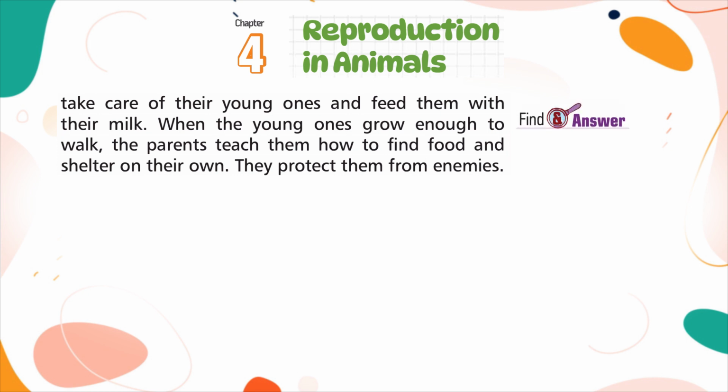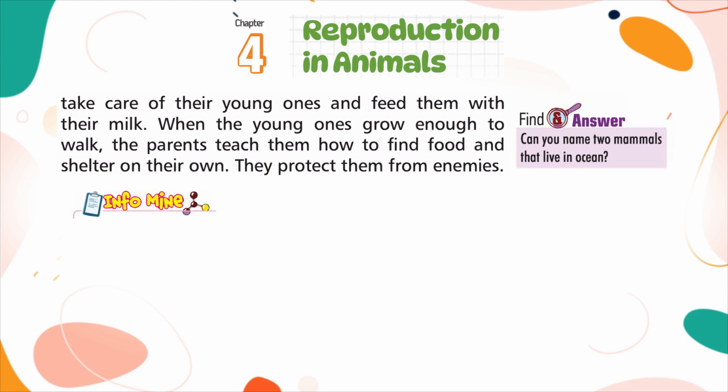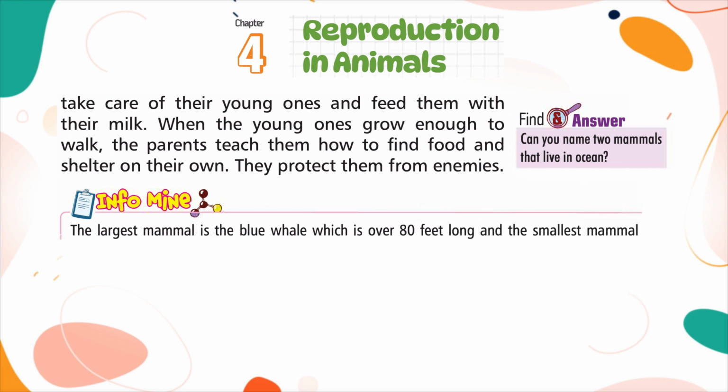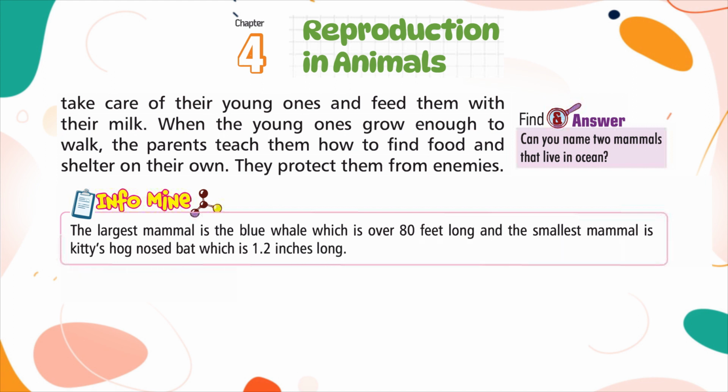Find and answer. Can you name two mammals that live in the ocean? Infomine. The largest mammal is the blue whale, which is over 80 feet long, and the smallest mammal is Kitty's hog-nosed bat, which is 1.2 inches long.